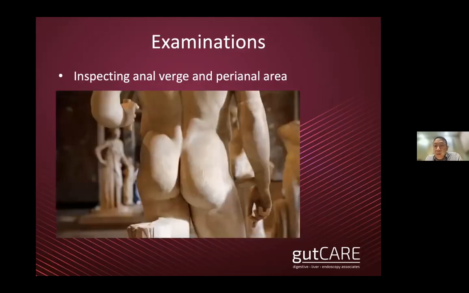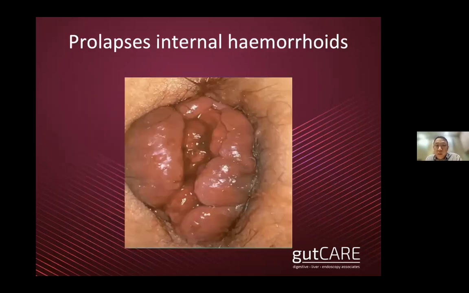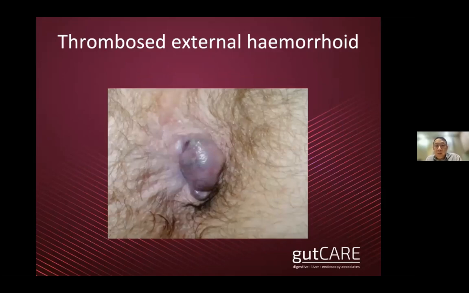So when you examine, first thing you do is inspection. Inspect the anal verge and the perianal area. A lot of patients say, I have piles. Then when you go and have a look, it's indeed piles, prolapsed piles and all that. Sometimes when the patient comes, they say, I have piles, you go and see, you see something else, right? Or if they say, I have a very, very painful lump, and you go and see, this is a thrombosed external hemorrhoid.